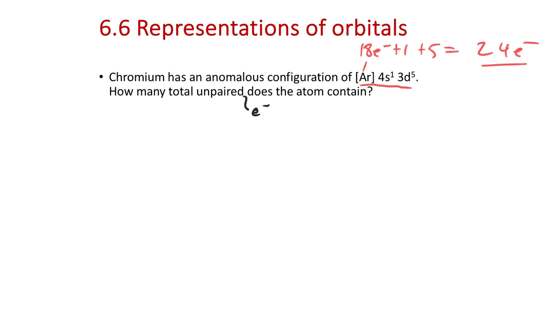In chapter 6, we're not talking about ions at all, so we're not getting into ion configuration. If you see a configuration for an atom, it's for an uncharged atom, so therefore this has to be chromium. And so chromium has this configuration, 4s1 3d5.